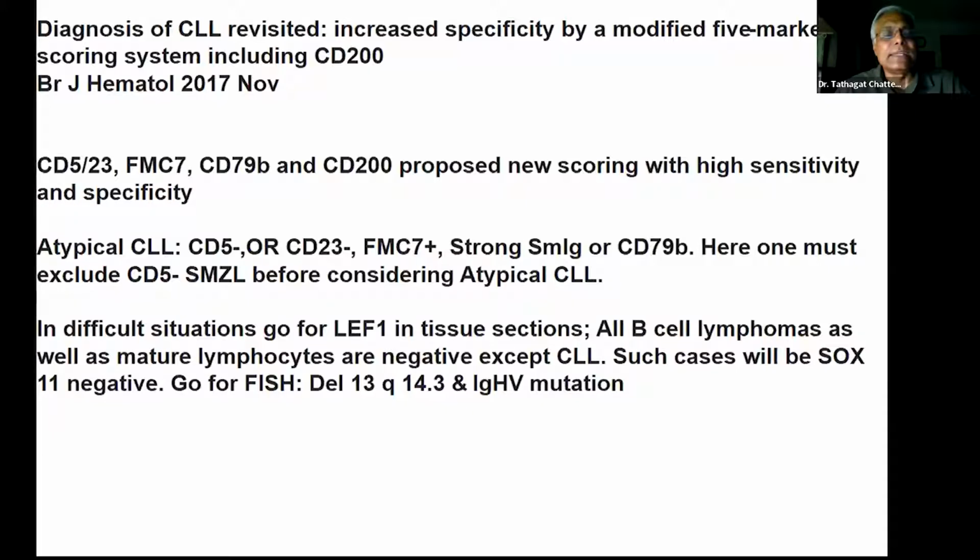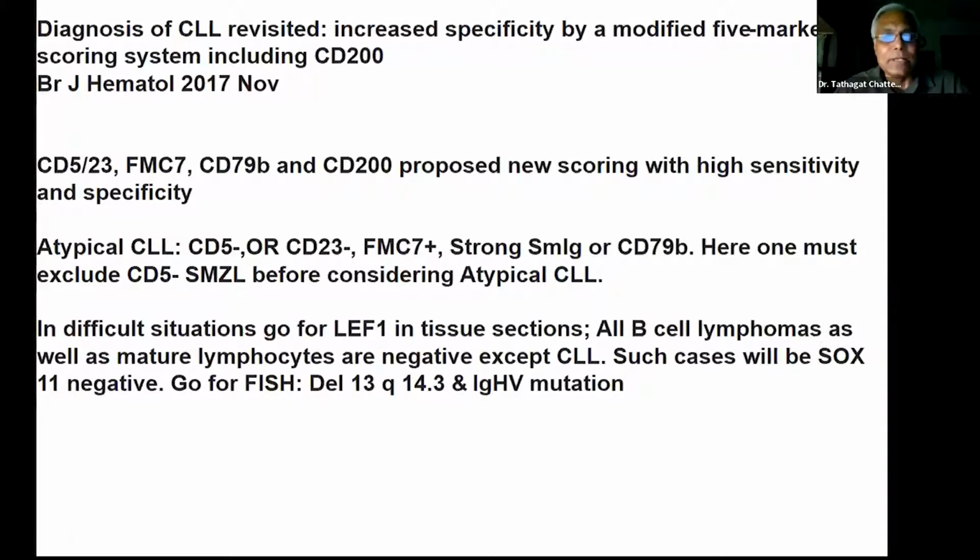The atypical CLL are CD5 negative, CD23 negative, FMC7 positive, strongly positive for surface membrane immunoglobulin, unlike CLL, or even CD79B strongly positive. Here, before diagnosing atypical CLL, you must exclude CD5 negative SMZL before considering atypical CLL.